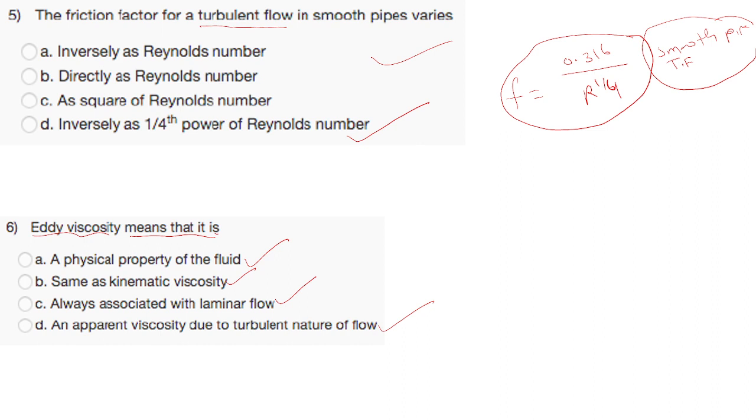So for that, actually, it is an apparent viscosity due to turbulent flow, not the same as kinematic viscosity or kinetic viscosity. So option D is correct for that.